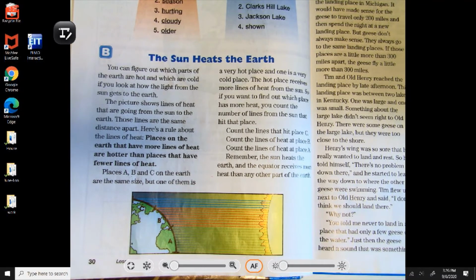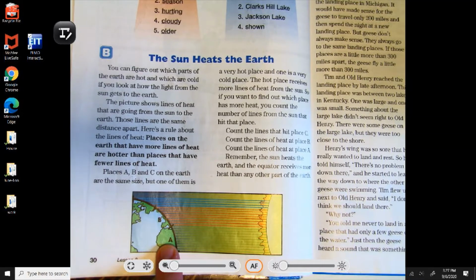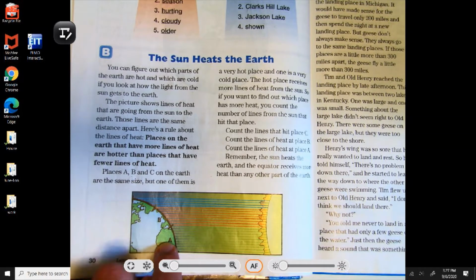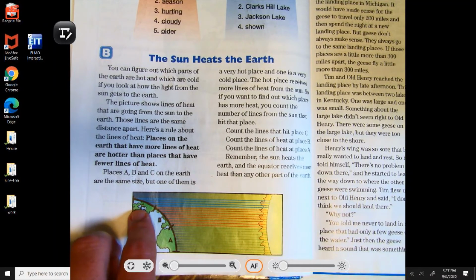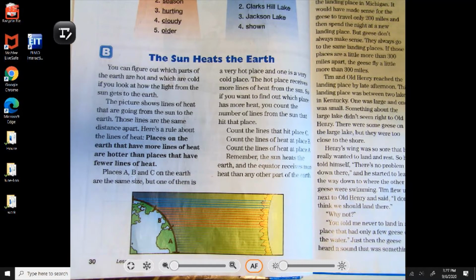Places A, B, and C on the earth are the same size. But one of them is a very hot place and one is a very cold place. Touch place A. That area by A is the same as by B and by C. The hot place receives more lines of heat from the sun. So, if you want to find out which place has more heat, you count the number of lines from the sun that hit that place.